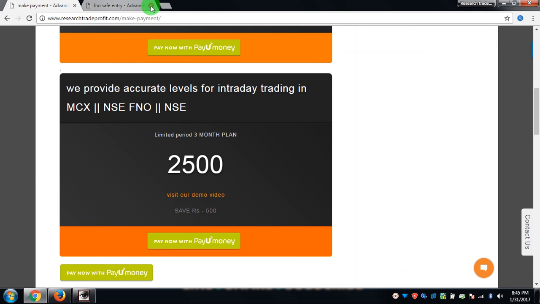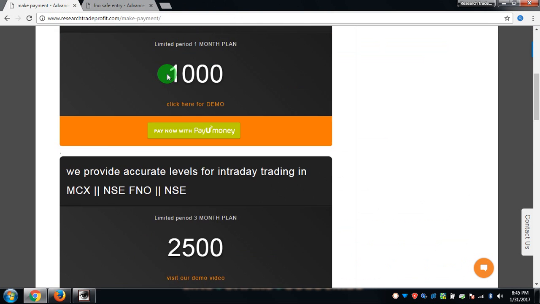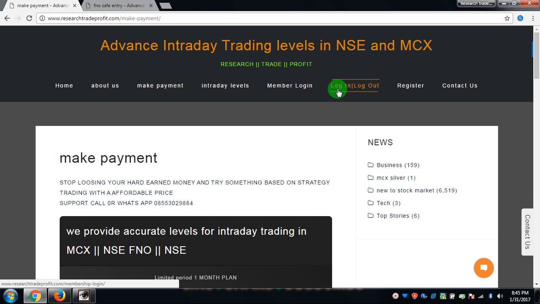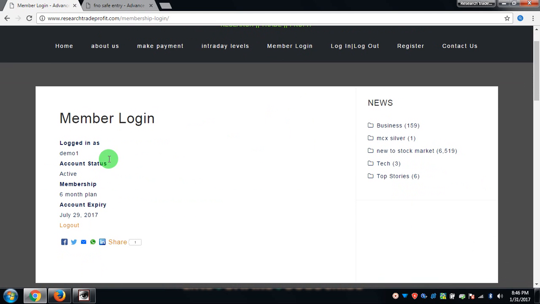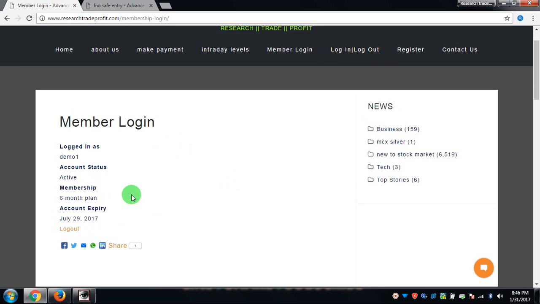Once you become a paid member, you can log in over here. This is the login and log out option. As I have already logged in, this is a demo account which I have created. Whenever you want to log in or log out, you can just click over here, and you can log in and log out from this site.